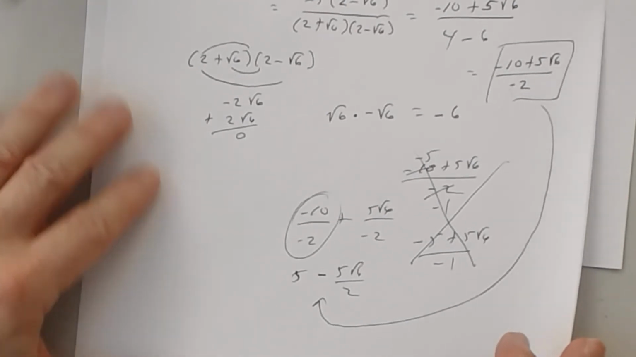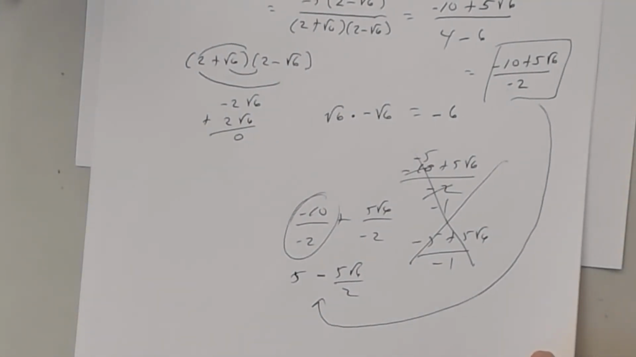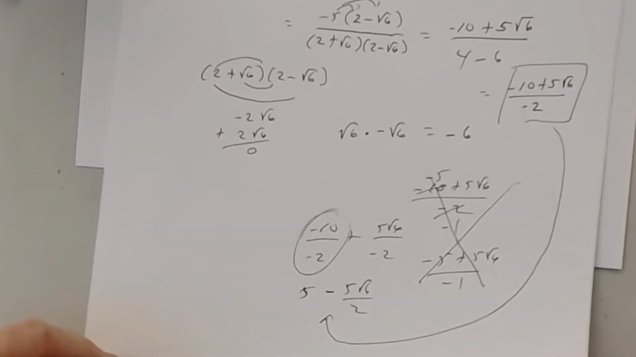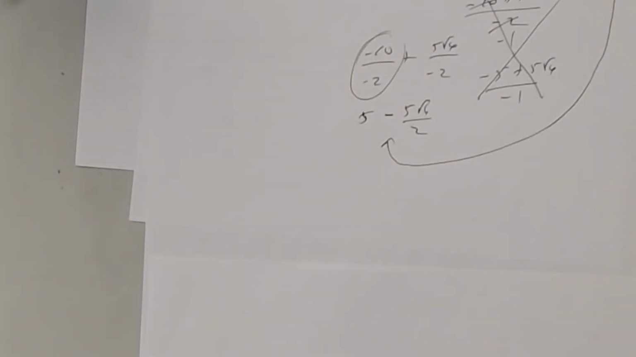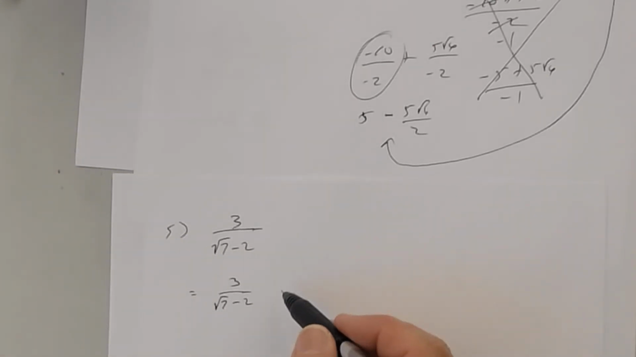Okay? All right, let's look at one more with this. So this is going to be number 5. So number 5, you have 3 divided by the square root of 7 minus 2. The denominator is irrational. What are you going to do? Multiply both numerator and denominator by the conjugate. What's the conjugate of the square root of 7 minus 2? Okay, square root of 7 plus 2, that's fine.